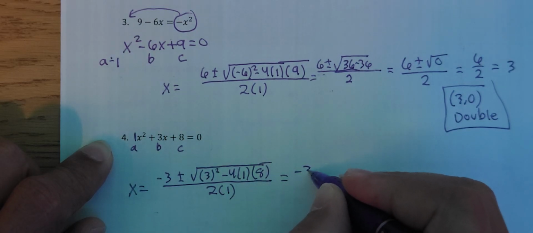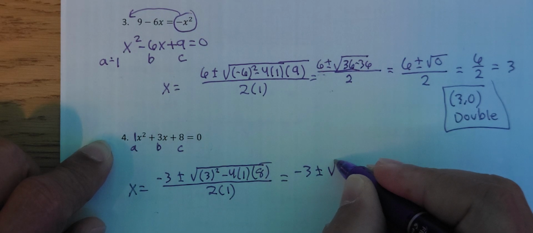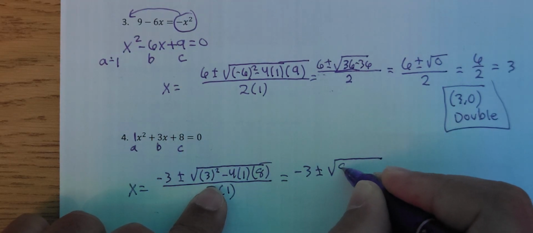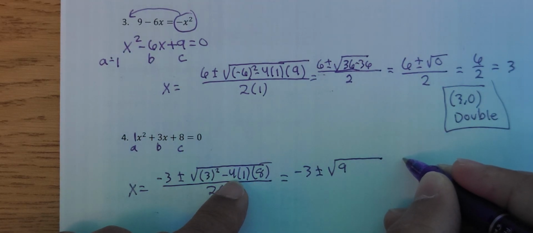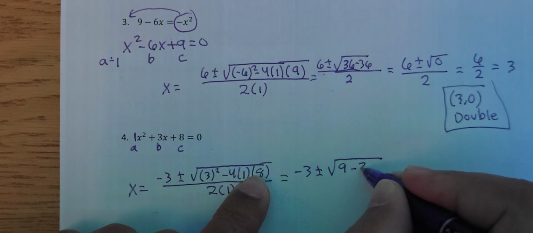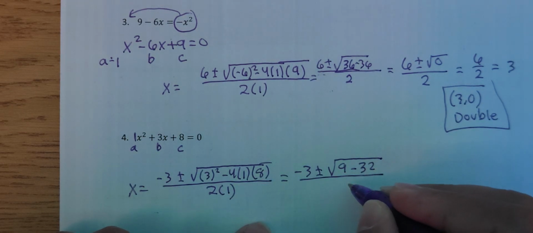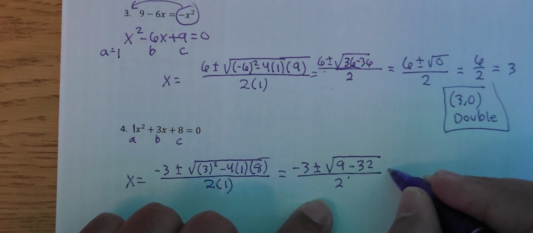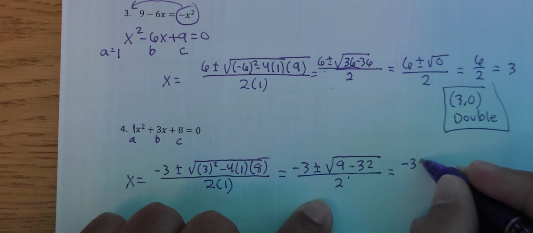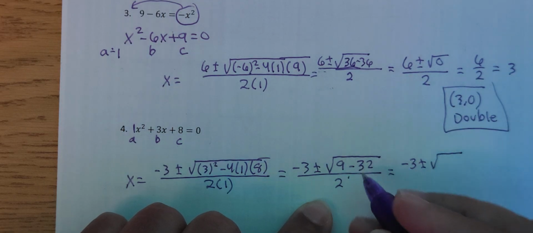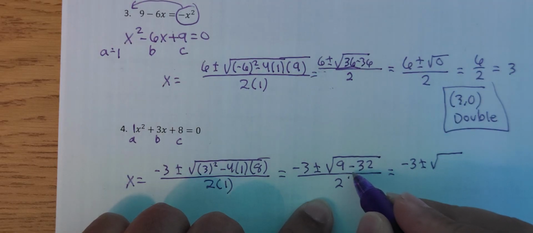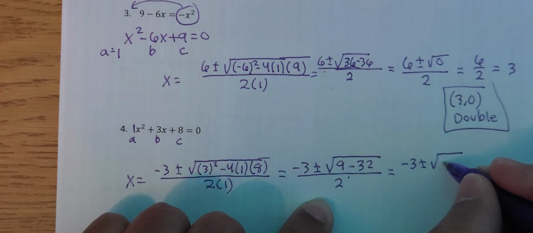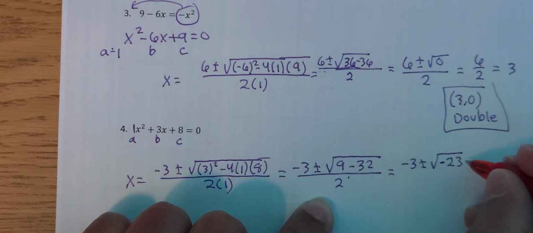So then this is negative 3 plus or minus the square root of 3 squared, which is 9, negative 4 times 1 is negative 4, negative 4 times 8 is negative 32, all of this over 2 times 1. But then notice, when we simplify this further, negative 3 plus or minus the square root of 9 minus 32, that's negative 23.